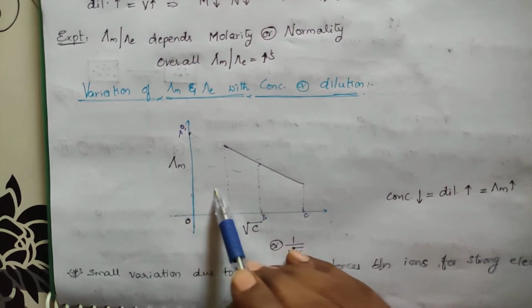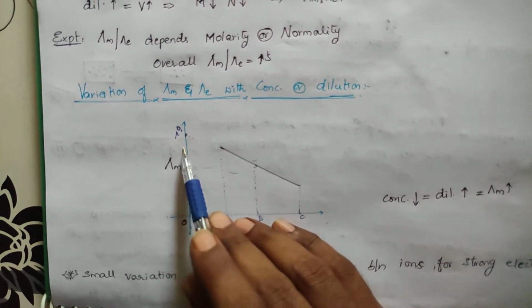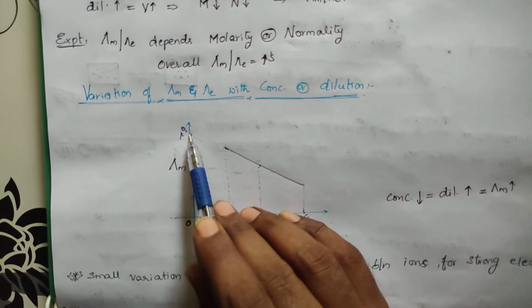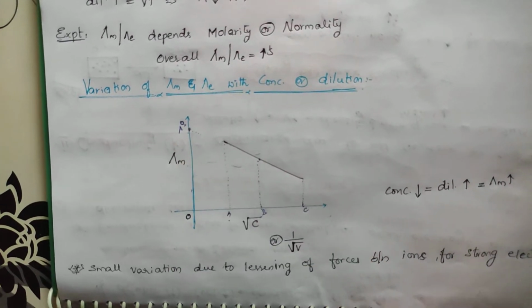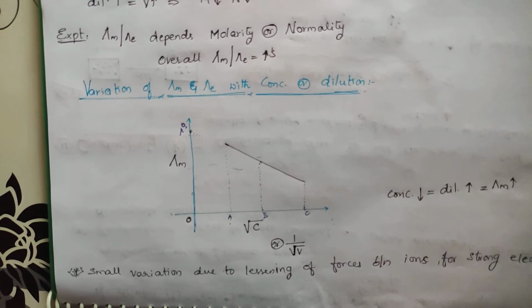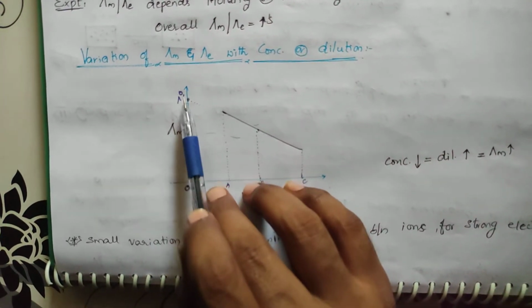See, the conductivity initially was here, the concentration is decreased, and here it is decreased, it has reached the maximum value. So this is the maximum conductance. So small variation due to less. Why are you getting a constant value here?